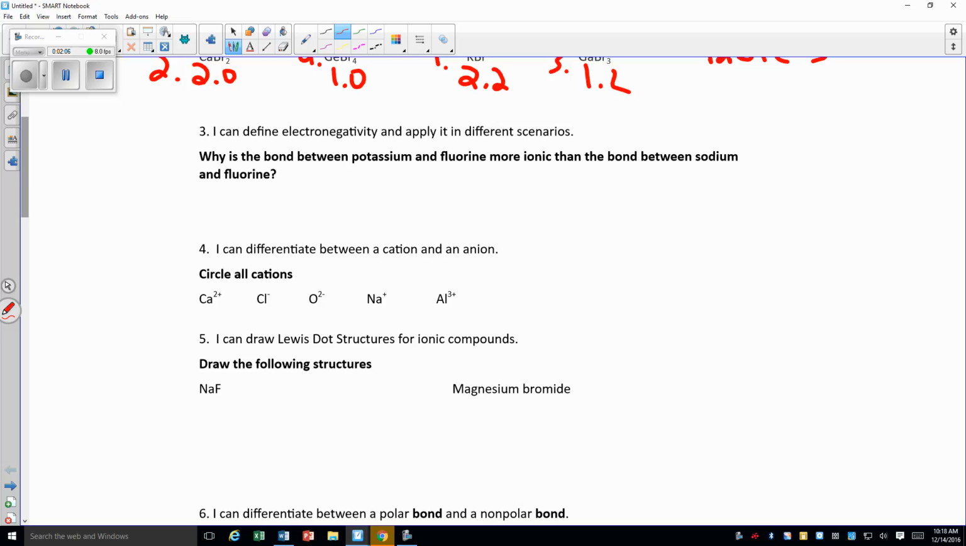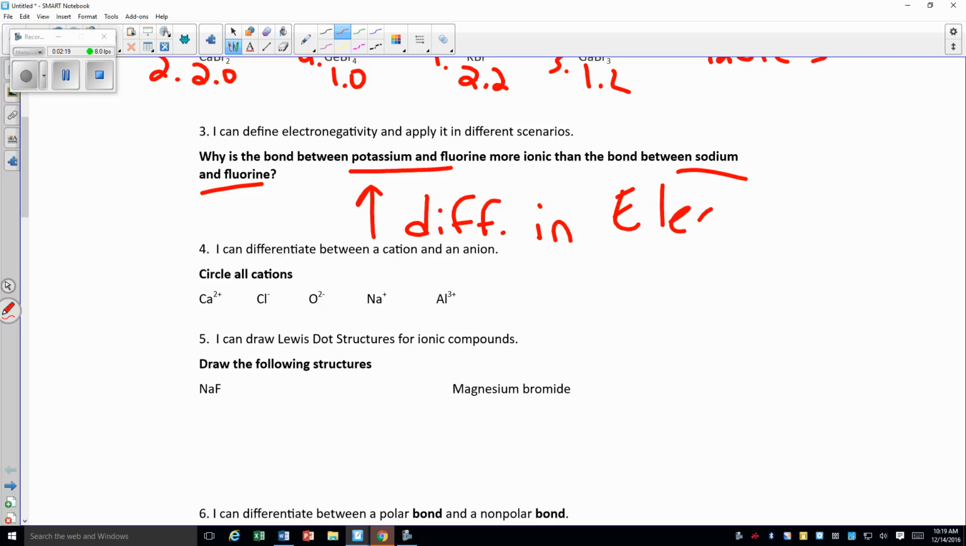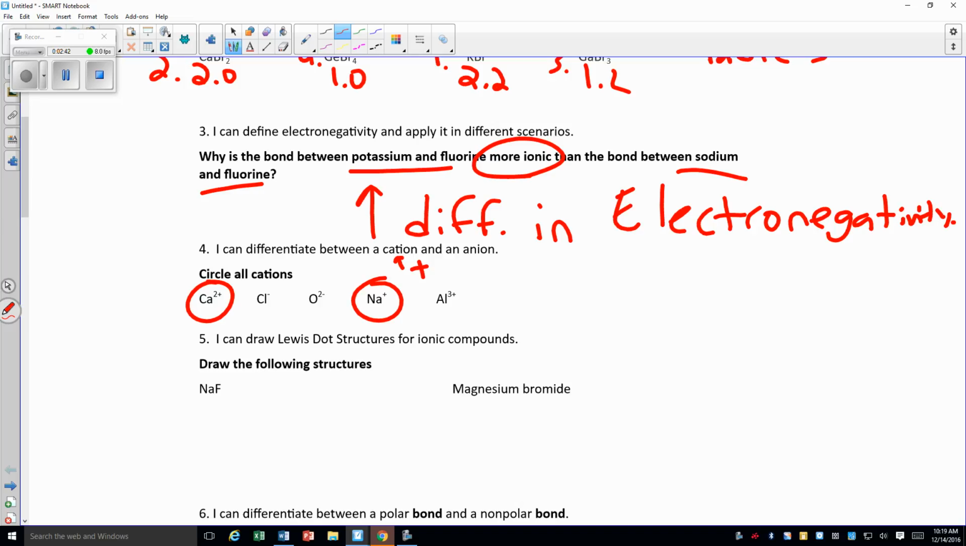Question 3. Why is this bond more ionic than that bond? Higher difference in electronegativity. Got it. All right. So the higher the difference in electronegativity, the more ionic you will be. 4. Cations have a plus sign in the name. A cation is a positive ion.